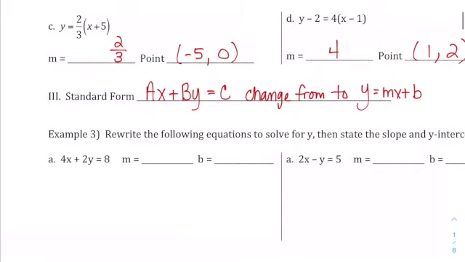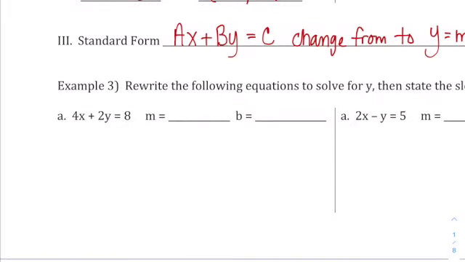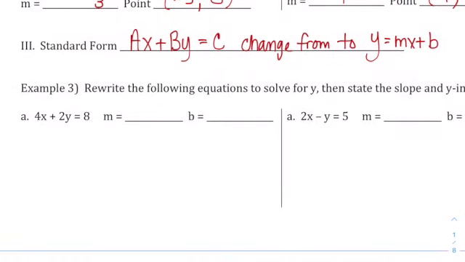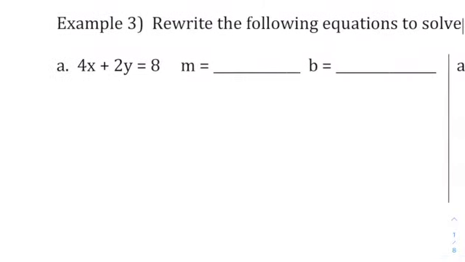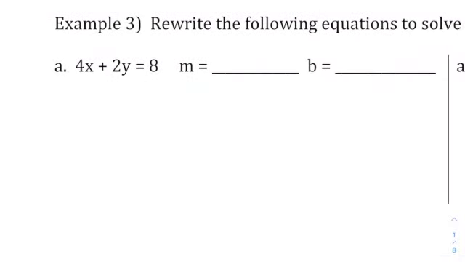Going through the example, the 4x, the 4 is your a, that's a number. B is going to be your positive 2, that's another number. C is 8, that's another number. So those are numbers, A, B, and C, and X, Y are your letters. Now, on example 3, rewrite the following equation to solve for Y. Then state the slope and y-intercept. The way you're going to do it is you're going to get Y by itself.